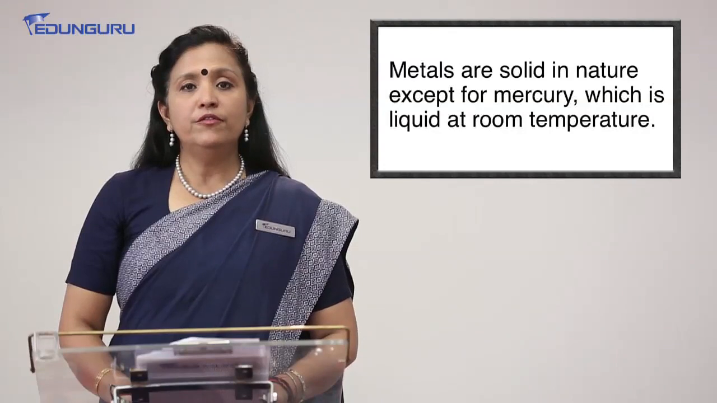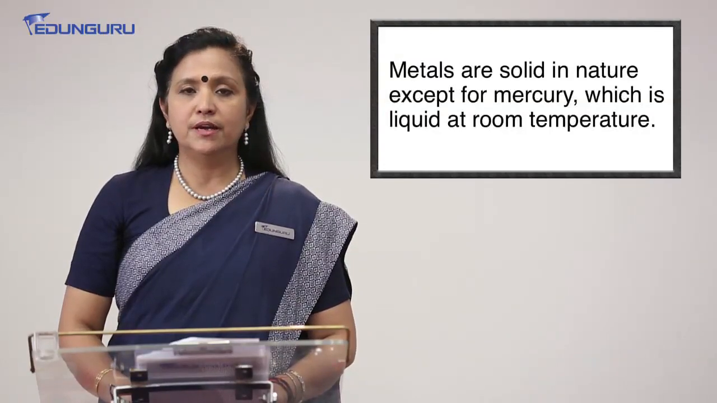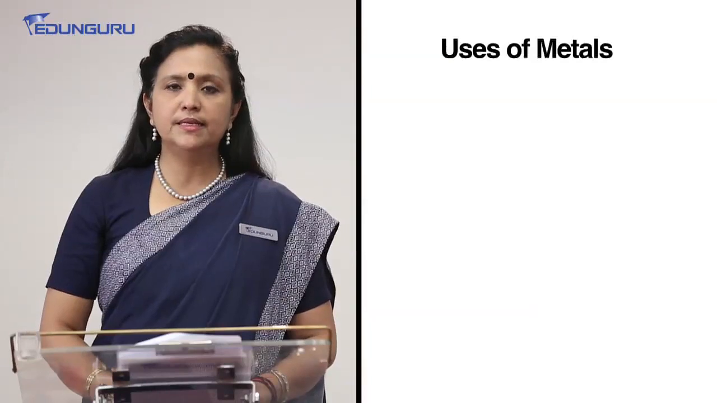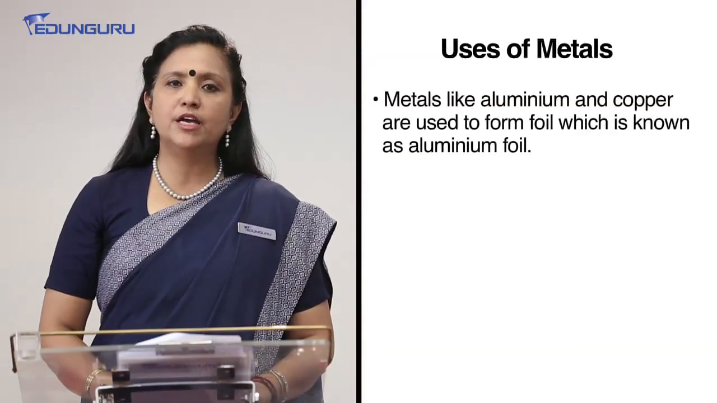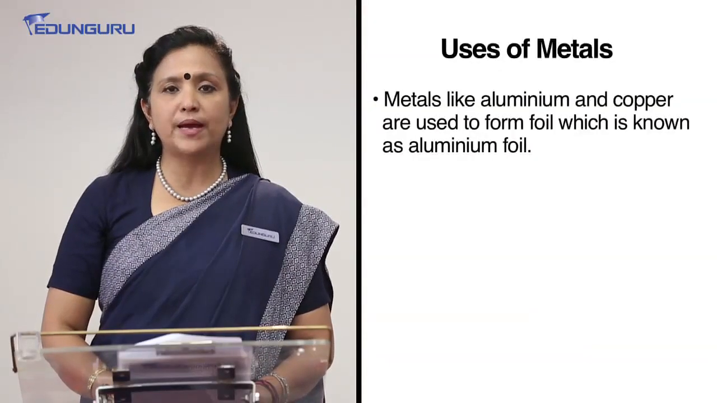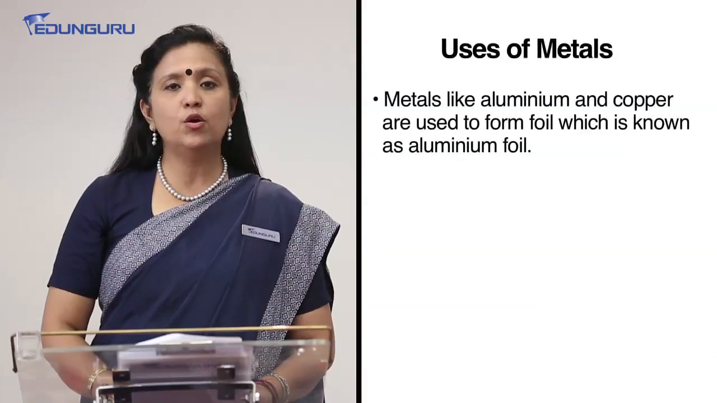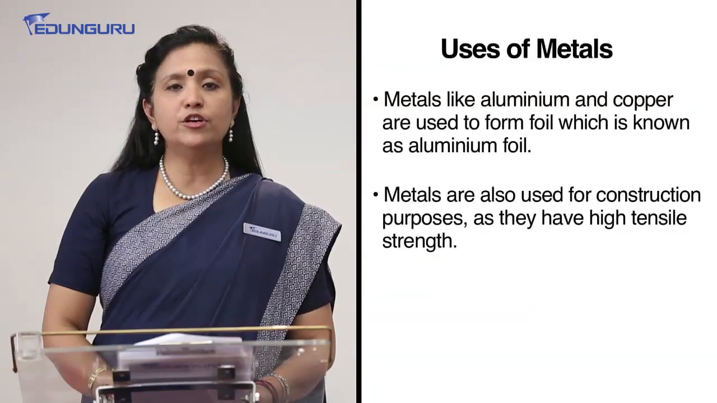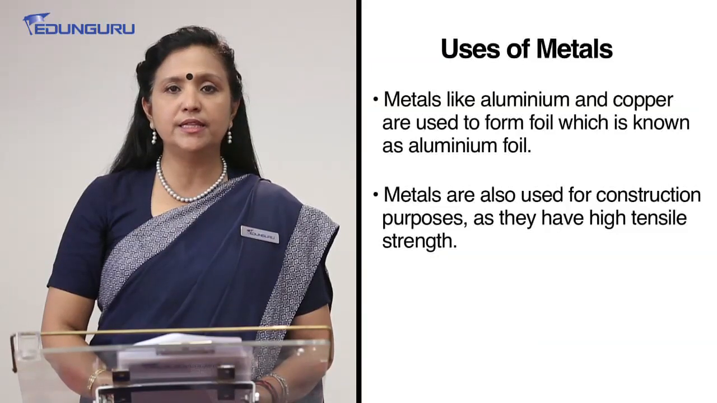Metals are also, we have seen, solid in nature, excepting mercury, which is liquid at room temperature. Now let us see the practical uses of metals. Metals like aluminium and copper are used to form foil, which is known as aluminium foil, and it is used for packaging as well as at home. We also use metals in bridges and for construction purposes because metals have a very high tensile strength, that is the load bearing strength. These are the practical uses of metals.